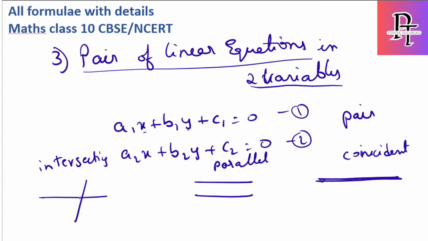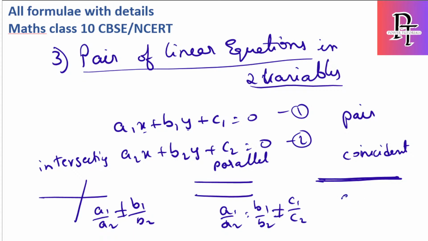So for intersecting, what is the condition? a1 by a2 should not be equal to b1 by b2. For parallel, a1 by a2 should be equal to b1 by b2, should not be equal to c1 by c2. For coincident, a1 by a2 should be equal to b1 by b2, should be equal to c1 by c2. Okay, so this I will explain by keeping two examples.